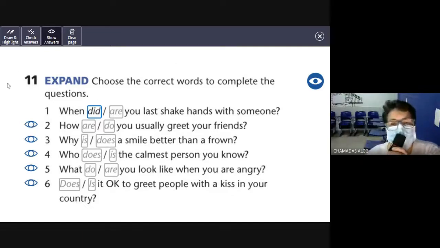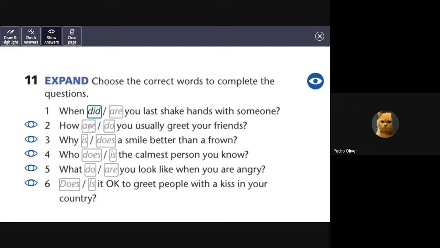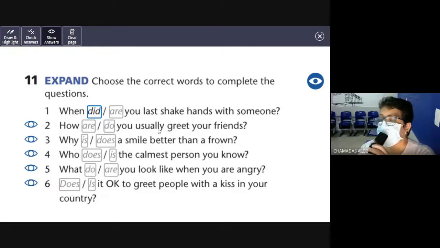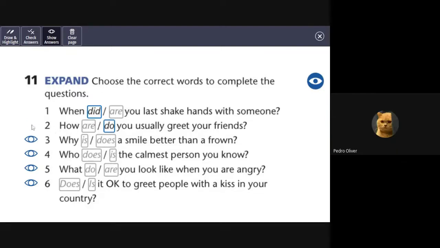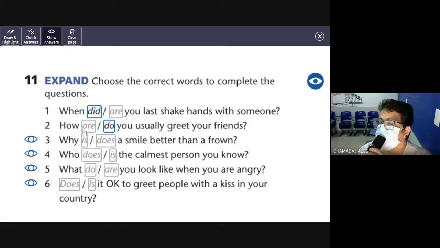Number 2, what do you have? What do you think, guys? Are or do? Are. Are you sure? Look, you have a verb here, greet. So how do you usually greet your friends? Because there is a verb, okay?